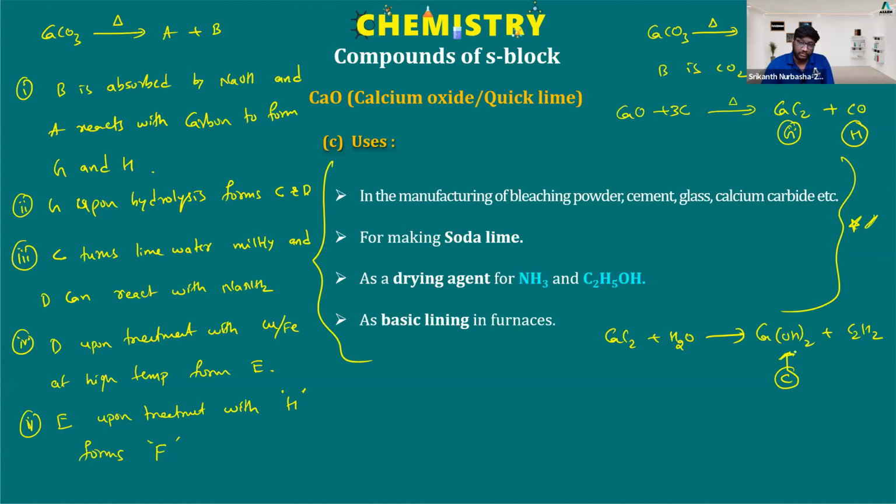Ca(OH)2 taken twice. And what is D? D is nothing but C2H2. And D can react with NaNH2. C2H2 can react with NaNH2. Yes, because acetylene has acidic hydrogens.